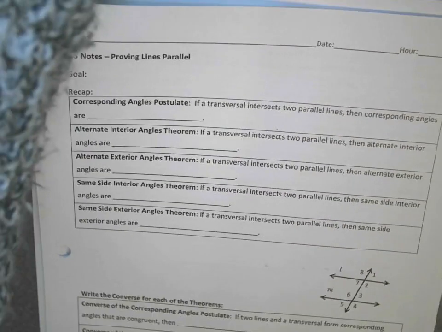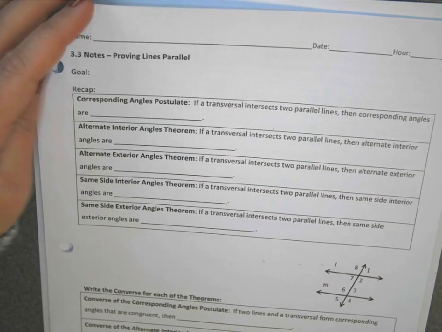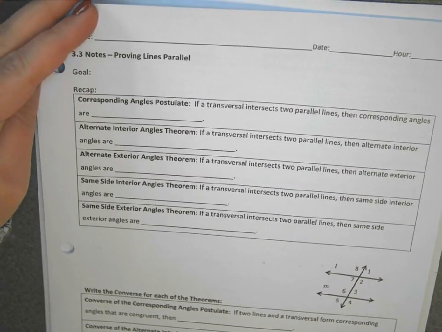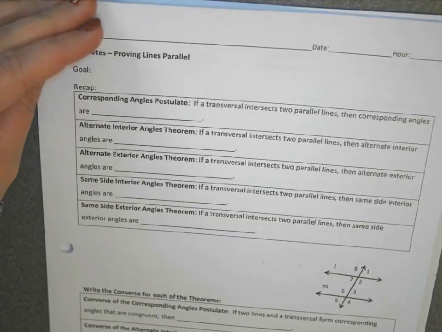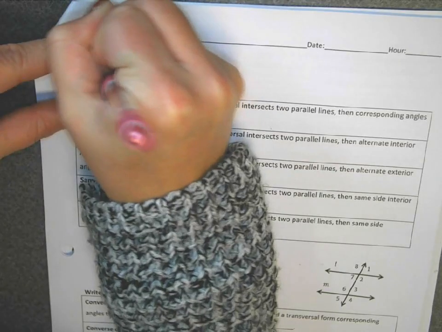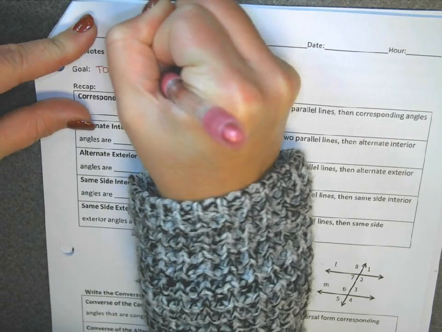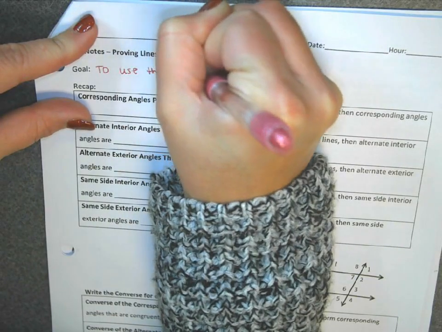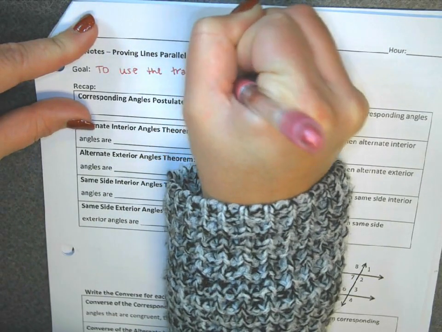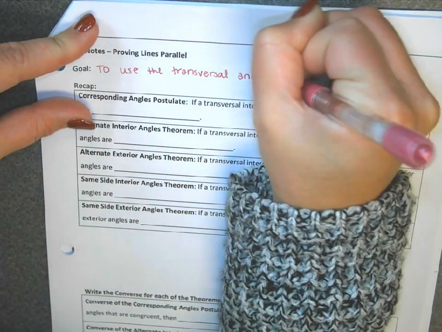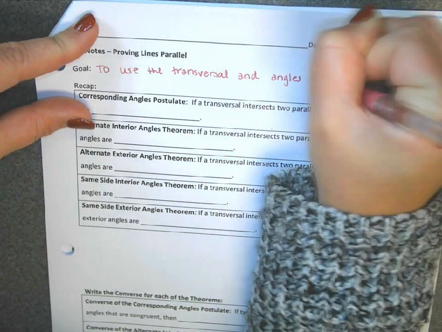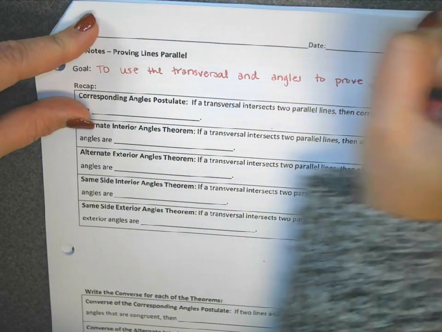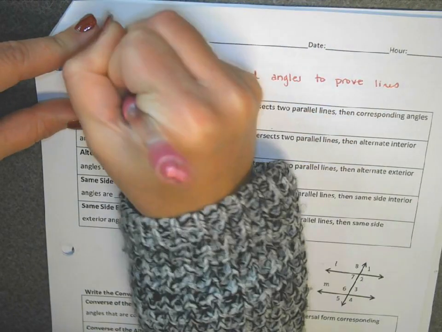3.3 notes is going to be working with proving lines parallel. So we're going to be working with converses of the statements that we already know. So our goal is to use the transversal and angles to prove lines parallel.